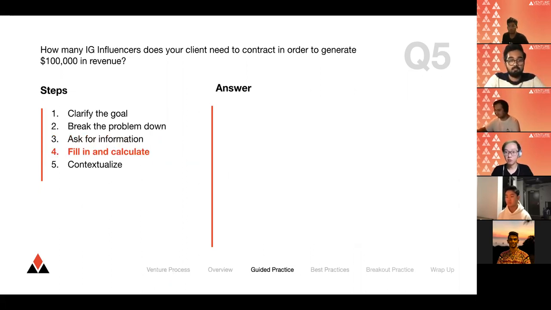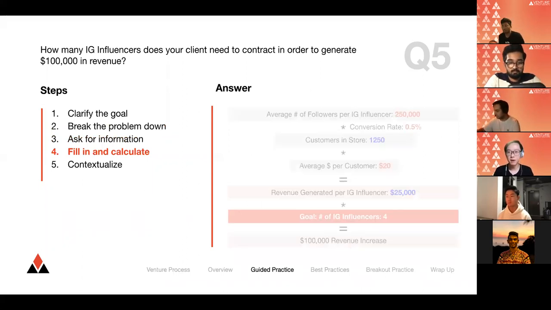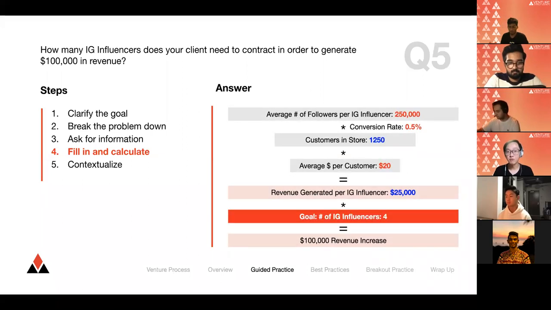And the interviewer will provide that to you. So now with that, you can go ahead, plug it in and do the math, right? 250,000 followers, it's a 0.5% conversion. So that'll come out to $12.50. Average spending is $20, that's given. And you'll come out to an answer of 25K of revenue generated per influencer.